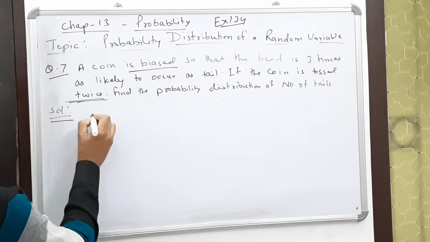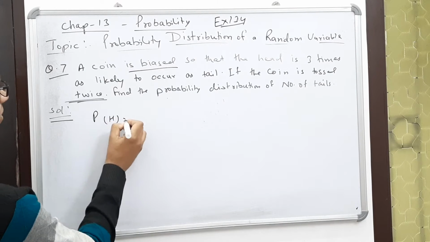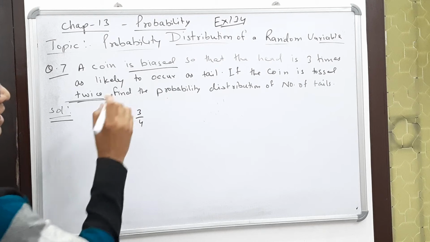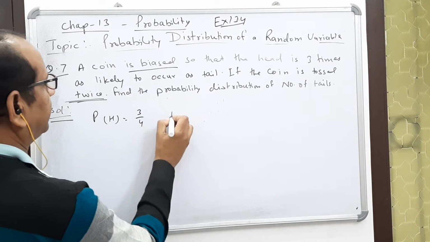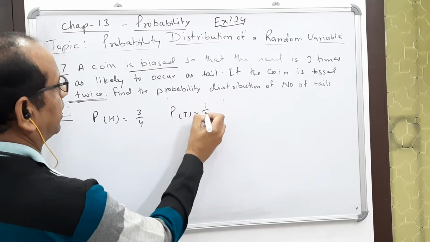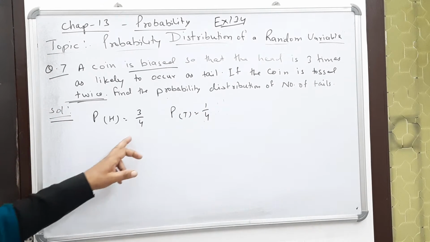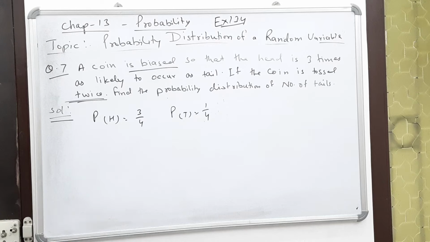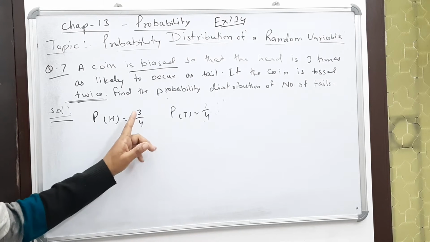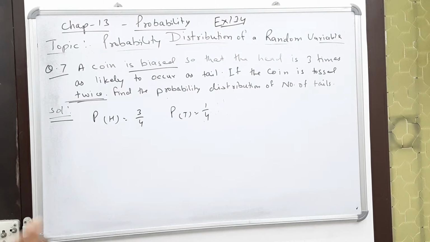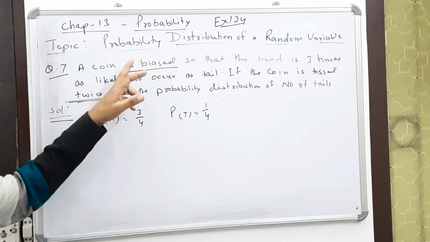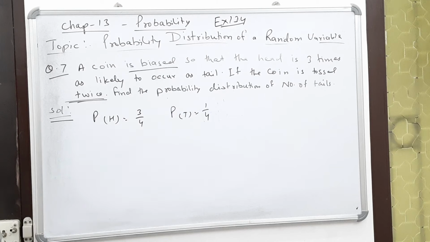So here, what is the probability of head? It is 3 by 4, 3 times. And what will be the probability of tail now? Definitely it is 1 by 4. So out of 4 outcomes, 3 times it will be head and 1 time it will be tail. Whereas in the case of an unbiased coin, it was 1 by 2 and 1 by 2. So this is a faulty type of coin.